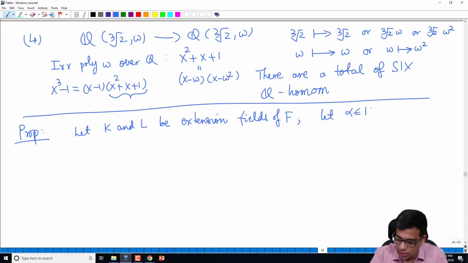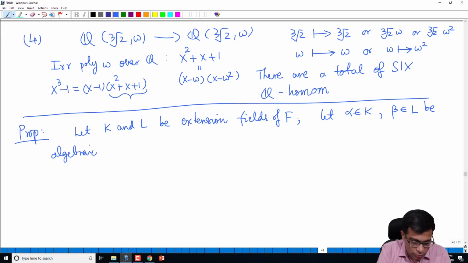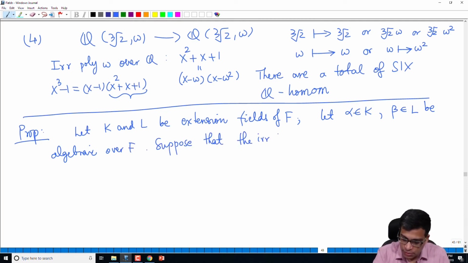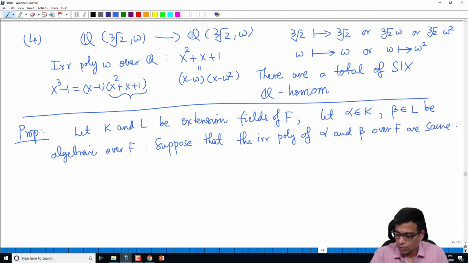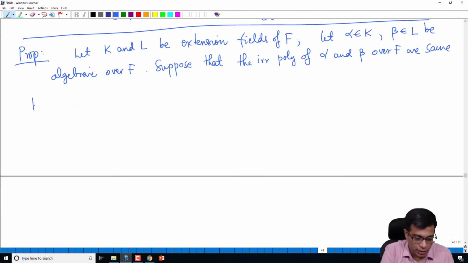Let us choose 2 elements, alpha in K, beta in L, both algebraic over F. Suppose that the irreducible polynomials of alpha and beta over capital F are the same. Okay, so this is the picture. K is here, L is here, F is here, F alpha is here, F beta is here, right, because alpha is here, beta is here.